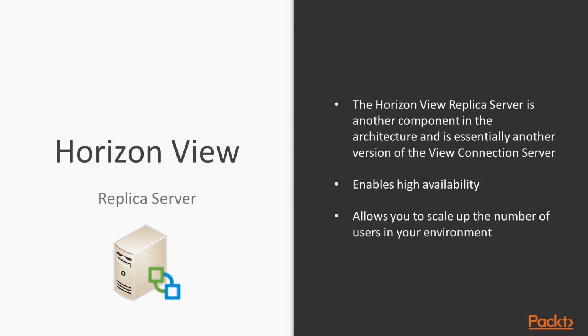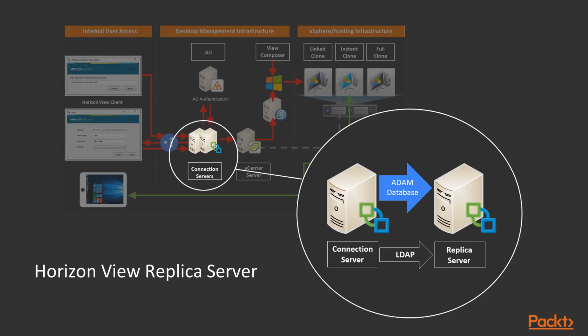As with the security server, you will see that the installation process is again almost the same as the connection server, but this time you select the replica server role from the drop-down menu during installation. So the first question is, what actually gets replicated and why is it called the replica server?